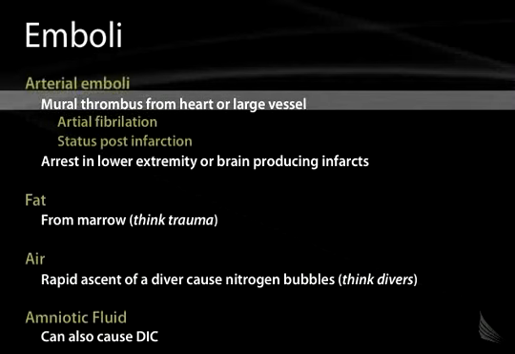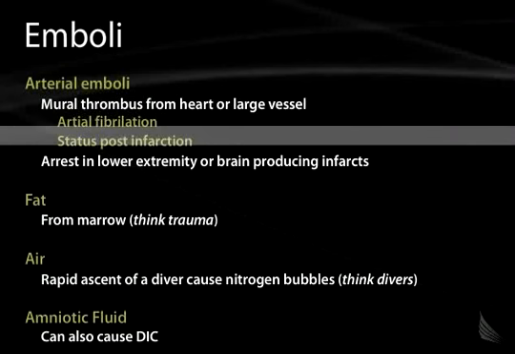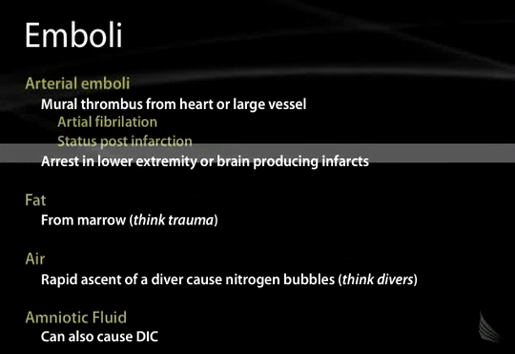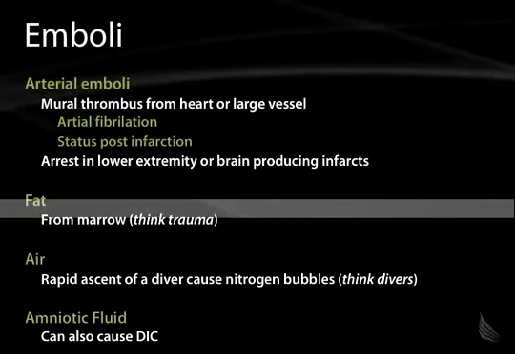Arterial emboli are generally due to mural thrombi from the heart or a large vessel. You will see these in patients who develop atrial fibrillation or who are status post myocardial infarction. They tend to arrest either in a lower extremity or, with more catastrophic events, tend to go to the brain and produce infarcts. Fat emboli you will see in patients who have undergone recent trauma, and they occur from fat being embolized from the bone marrow.